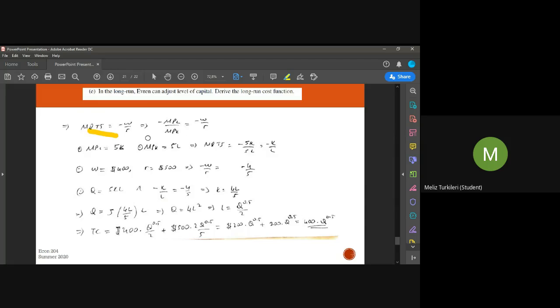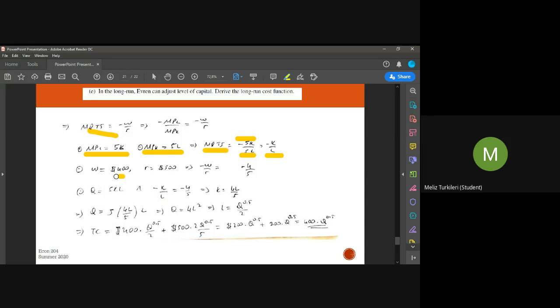Okay, I just formalized that. And I know that for the tangency, these should be equal to each other. What we know is that the marginal product of labor is equal to 5K from the A section. And if you do the same calculation to find the marginal product of capital, it's going to equal 5L. So the marginal rate of technical substitution is equal to negative 5 times K divided by 5 times L, which is equal to minus K divided by L.